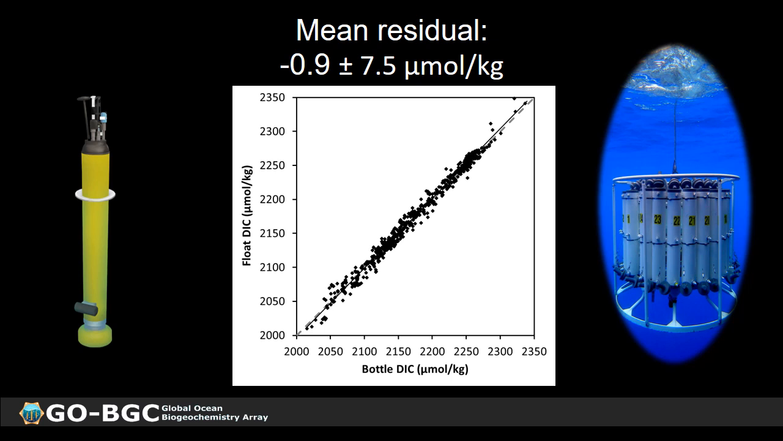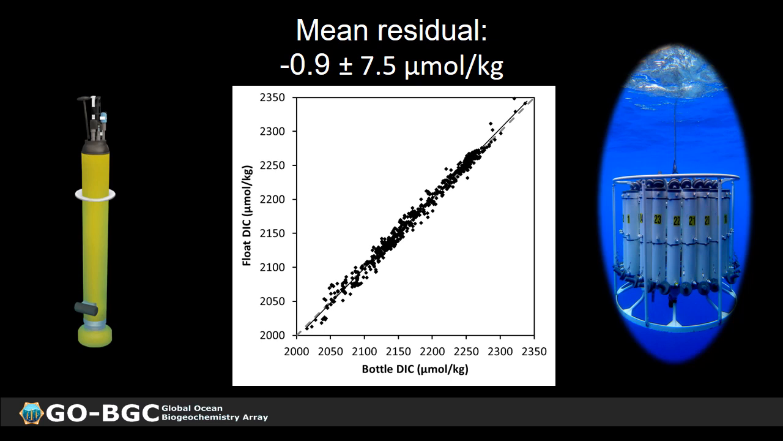We can validate these derived measurements using the same approach by comparing discrete samples collected at the time of float deployment. This plot shows the bottle DIC on the x-axis and the float DIC on the y-axis. The solid line is the 1-to-1 line and the dashed line is the model 2 regression. The mean residual between these two measurements is -1 plus or minus 7.5 micromole per kilogram. That uncertainty, the 7.5 micromole per kilogram, is in pretty good agreement with the uncertainty for the alkalinity, which is about plus or minus 6. So this kind of top-down validation agrees with the Monte Carlo simulation pretty well.